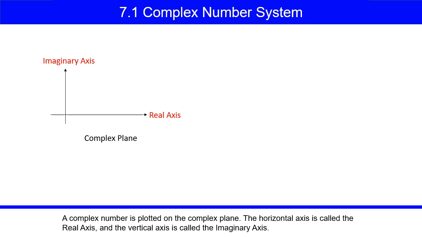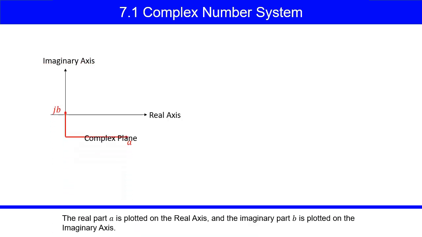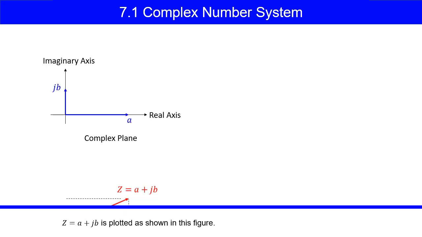A complex number is plotted on the complex plane. The horizontal axis is called the real axis, and the vertical axis is called the imaginary axis. The real part A is plotted on the real axis, and the imaginary part B is plotted on the imaginary axis. Z equals A plus JB is plotted as shown in this figure.